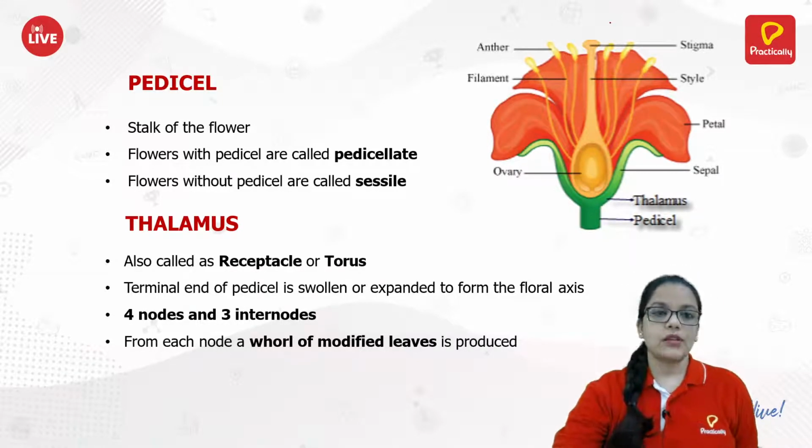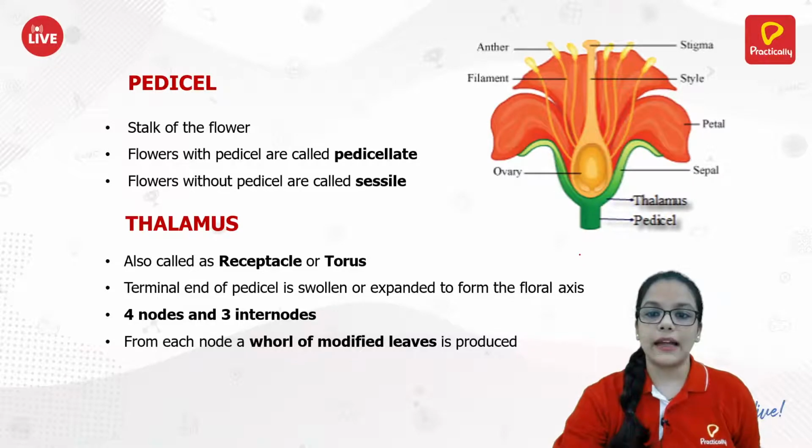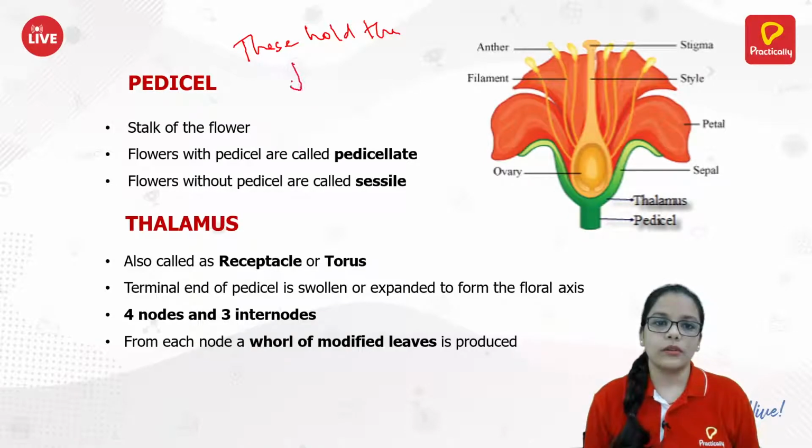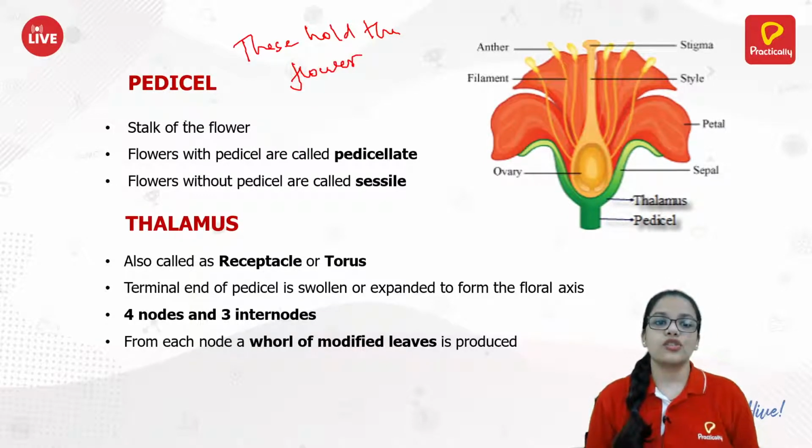Okay, so the first thing is pedicel and thalamus. These are not actually a part of the flower. The pedicel and thalamus hold the flower. The stalk of the flower is the pedicel. See here, this is the stalk which holds the flower onto a stem. Now there can be flowers with a pedicel, which are called pedicellate, and without a pedicel, which are known as sessile.